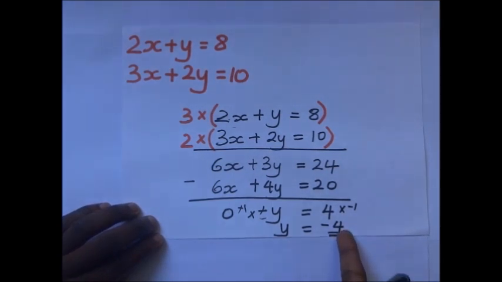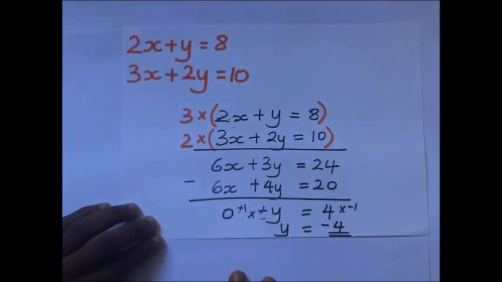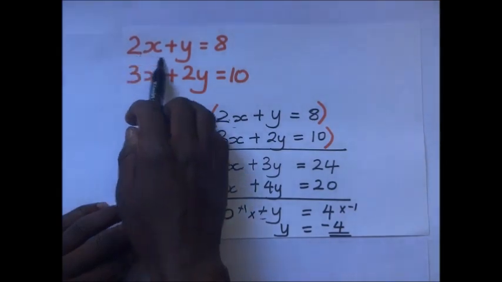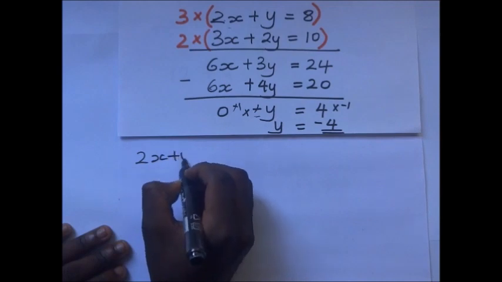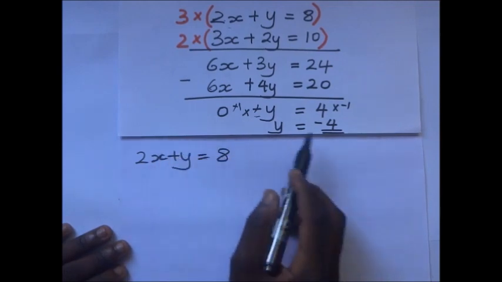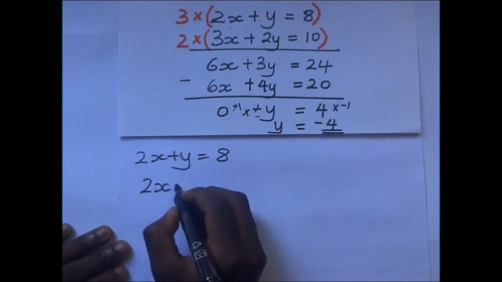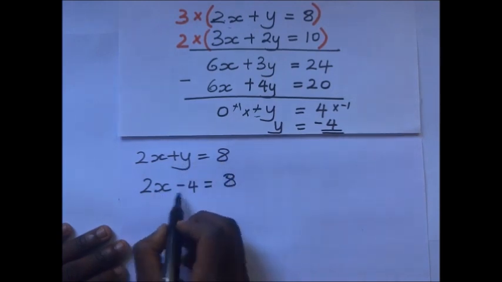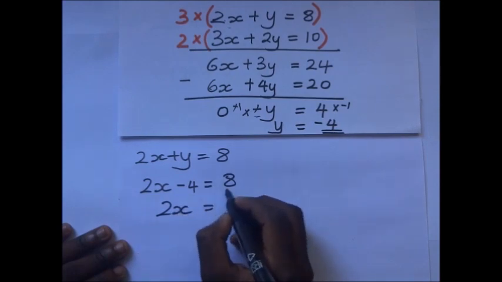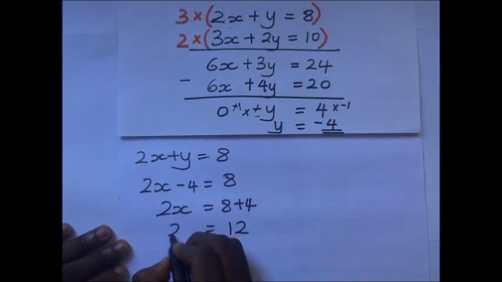After getting our value of y as negative 4, we shall just go back and substitute this value of y in any of these equations so that we are able to get the value of x. So let's substitute this negative 4 in our first equation. It's saying 2x plus y is equal to 8. So it's going to become 2x, y is negative 4, so 2x minus 4 is equal to 8. So this is going to become 2x equals 8 plus 4, and this gives us 12. So 2x is going to be equal to 12.